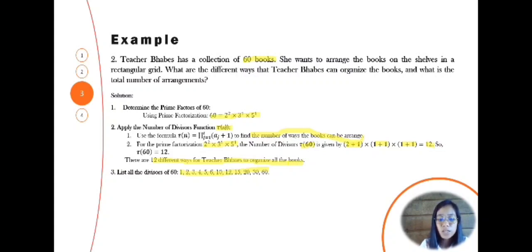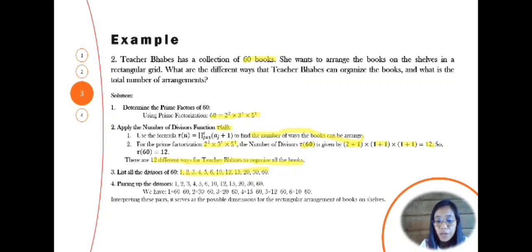We will pair up these divisors since we are dealing with a geometric arrangement. As we pair up, we have the pair of 1 times 60 equals 60, 2 times 30 equals 60, 3 times 20 equals 60, and so on and so forth until we reach the pair 6 times 10 equals 60. So we have here 6 pairs of possible dimensions for the rectangular arrangements of the 60 books on the shelves.